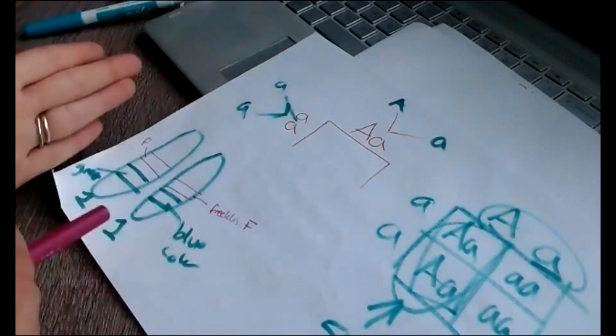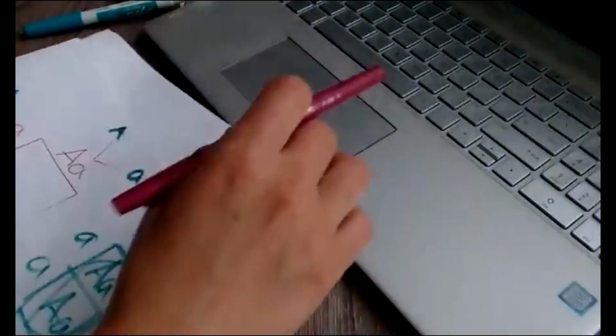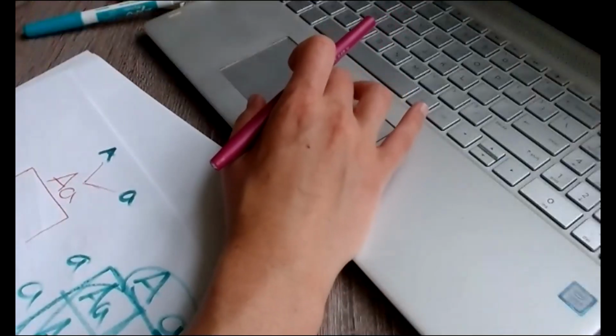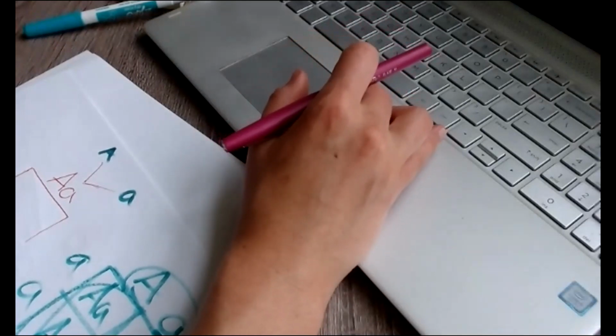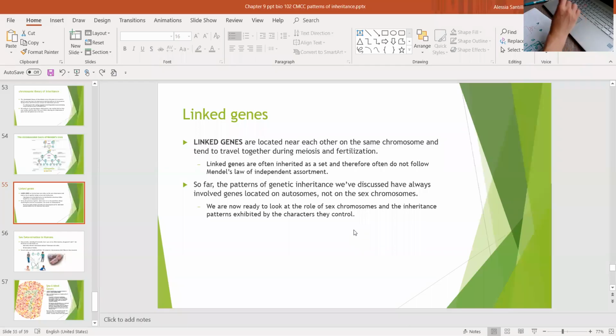The whole chromosome is going to be put on one gamete. Because of that, linked genes actually travel together. Linked genes are often inherited as a set, and therefore often do not follow Mendel's law of independent assortment. So far, the patterns of genetic inheritance we discussed have always involved genes located on autosomes, right?